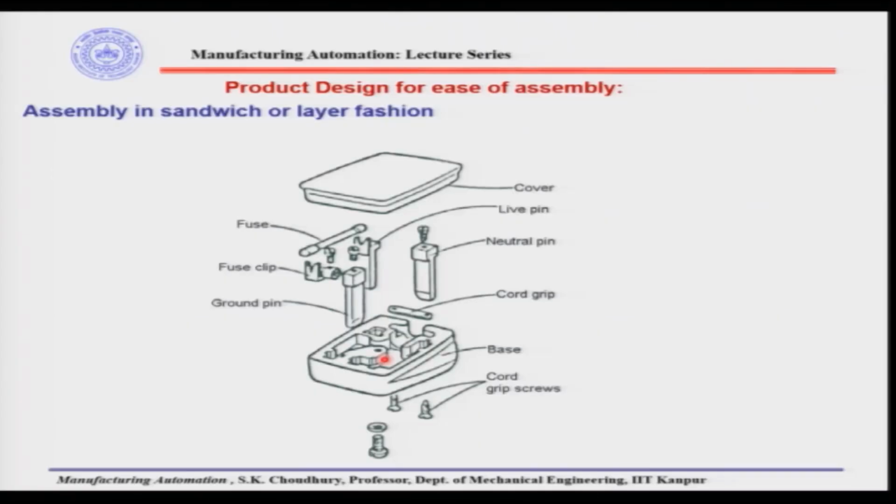See, the access to the parts in the assembly is from one direction, as far as possible. When everything goes in, the cord grip is made with screws coming from the opposite direction, and the main screw to fix this base to the cover will also come from here. So, as far as possible, most of them will be coming from the top, okay, in sandwich or layer fashion. Only the cord grip screws and the main screw have to come from the opposite direction.